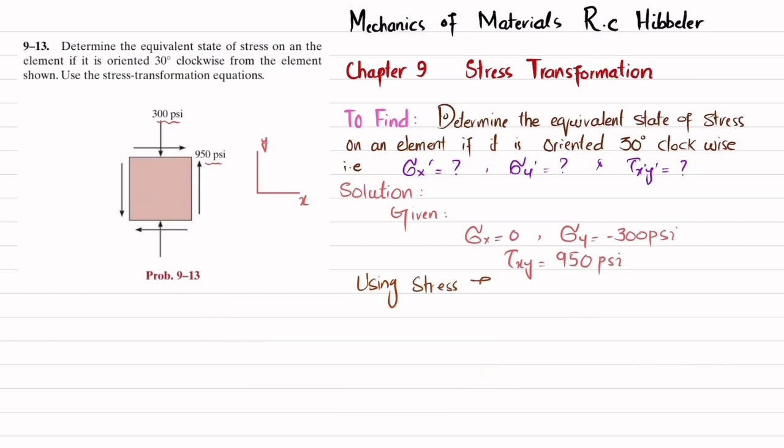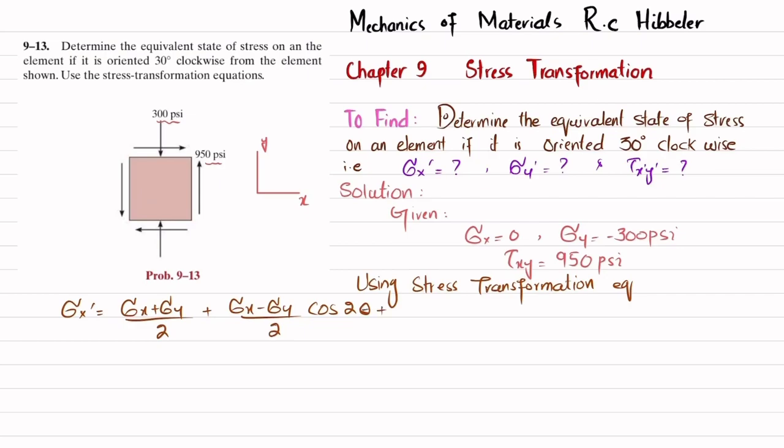So using the stress transformation equation, I will write: first equation is that if you rotate it at any angle theta, the stress transformation for the x component will be equal to sigma x plus sigma y divided by 2, plus sigma x minus sigma y divided by 2 cos of 2 theta, plus tau of xy sine of 2 theta. So kindly memorize this formula.